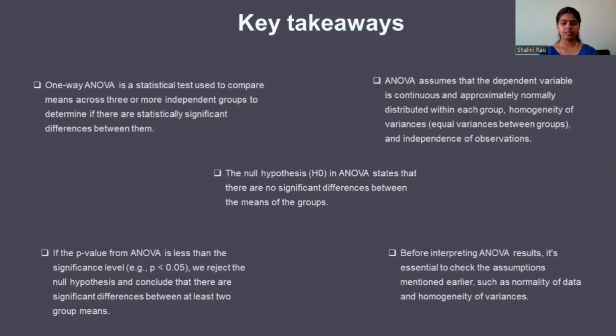The null hypothesis in ANOVA states that there are no significant differences between the means of the groups. If the p-value from ANOVA is less than the significance level, that is 0.05, we reject the null hypothesis and conclude that there are significant differences between at least two group means. Before interpreting ANOVA results, it's essential to check the assumptions mentioned earlier, such as normality of data and homogeneity of variances.